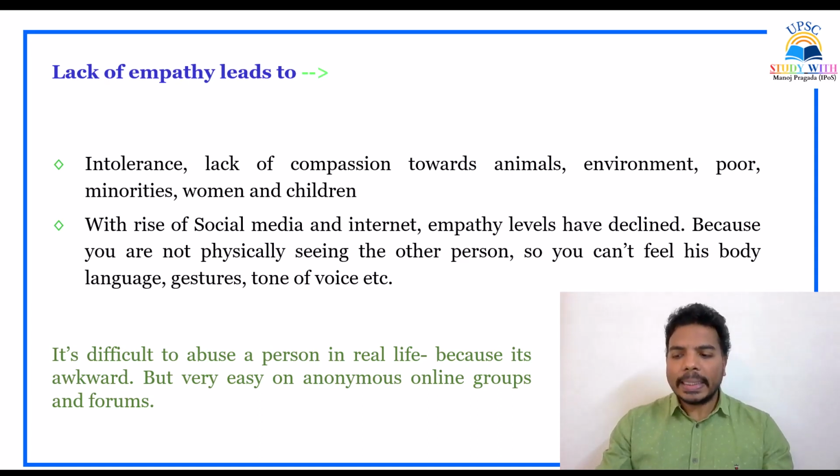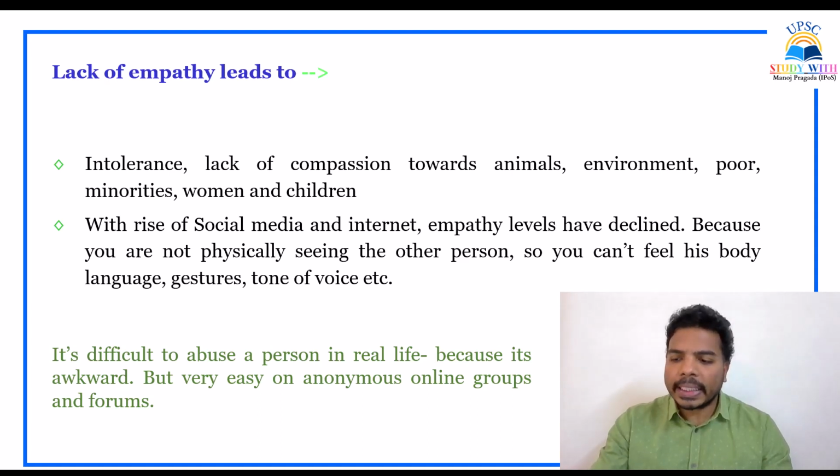As you all know, empathy is an attitude. What is that attitude? You should develop that emotion and those feelings, understanding what others are thinking. You are putting yourself in another's shoes and understanding their emotions and feelings. First of all, you will not be able to understand others' problems and situations. So it will lead to intolerance, and also lack of compassion. Compassion is behavior; empathy is attitude.